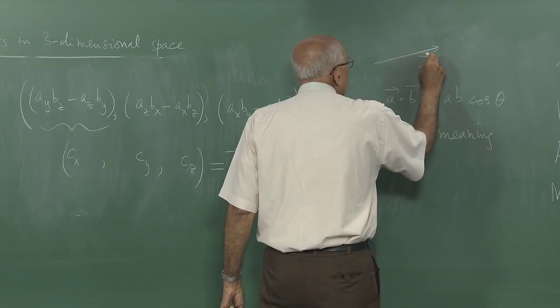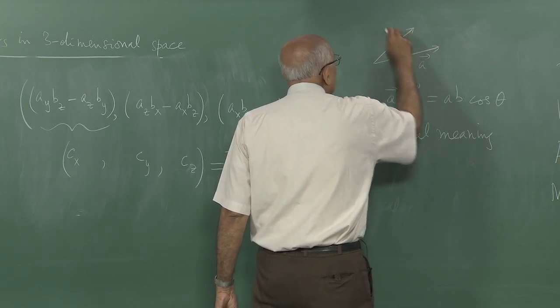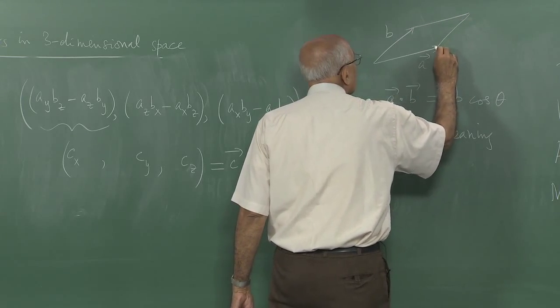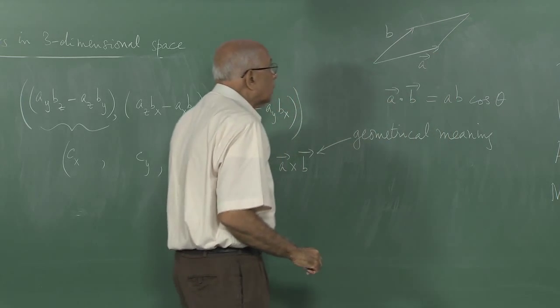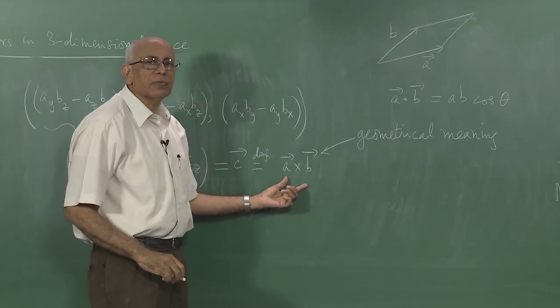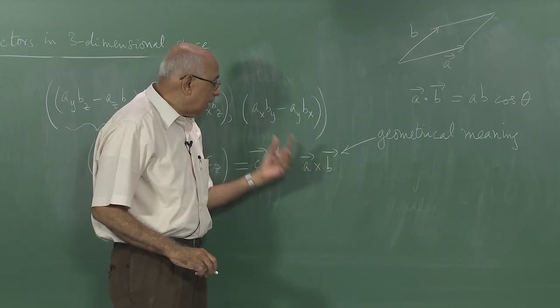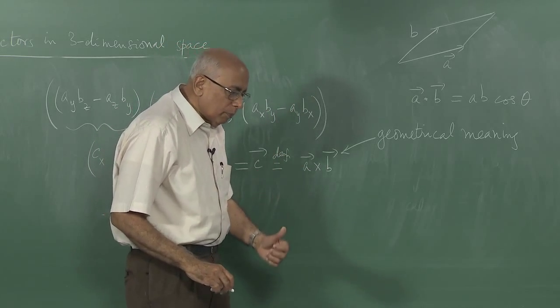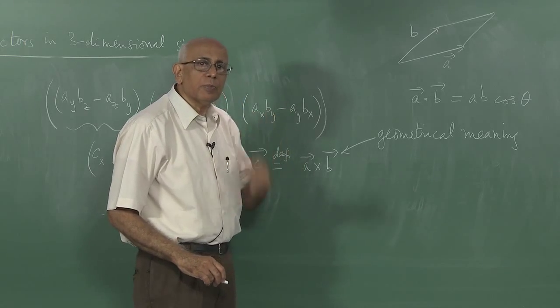So here is A, there is B, and you can extend this and form a parallelogram, and it turns out that the area of this parallelogram is given by the magnitude of this vector, and the direction of this vector happens to be the direction normal to this parallelogram.